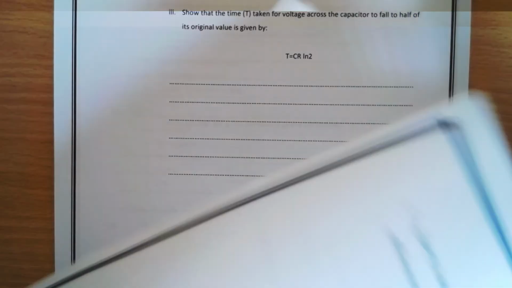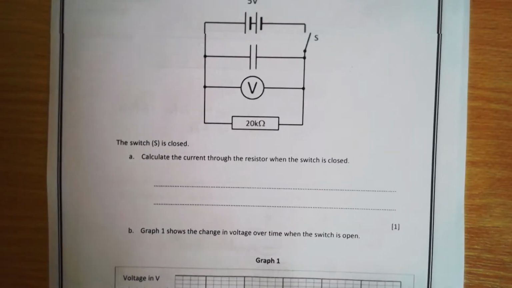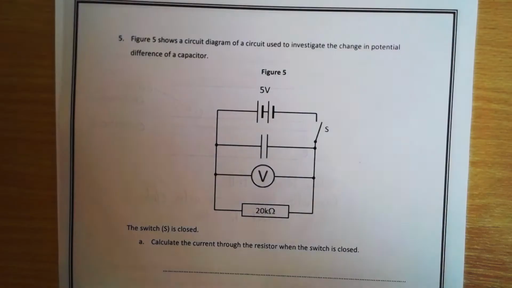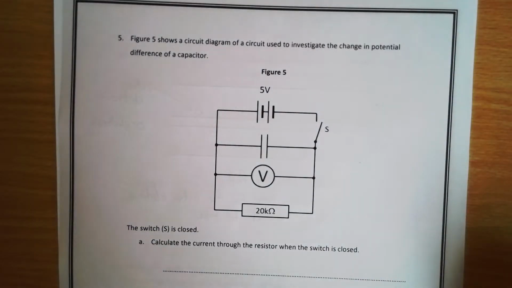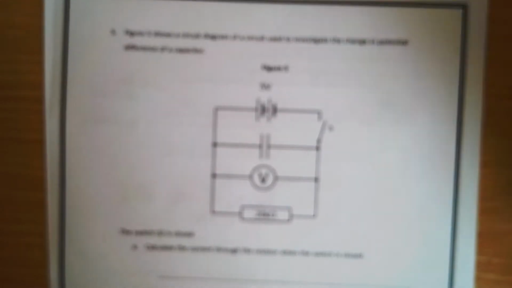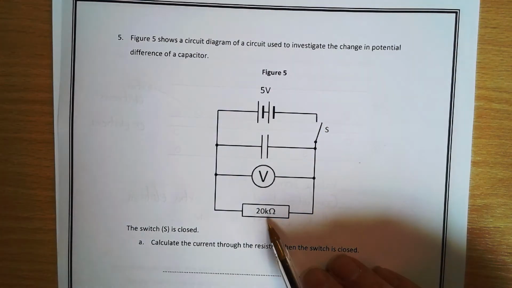Okay, right, so then we've got another one. Now we've got another graphy question, but this time the graph is drawn for us because you've already been assessed on your ability to draw graphs. So we've got here question 5. Figure 5 shows a circuit diagram of a circuit used to investigate the change in potential difference of a capacitor. So we've got 5 volts, we've got the capacitor, we've got a voltmeter, we've got a resistor, and we've got a switch.